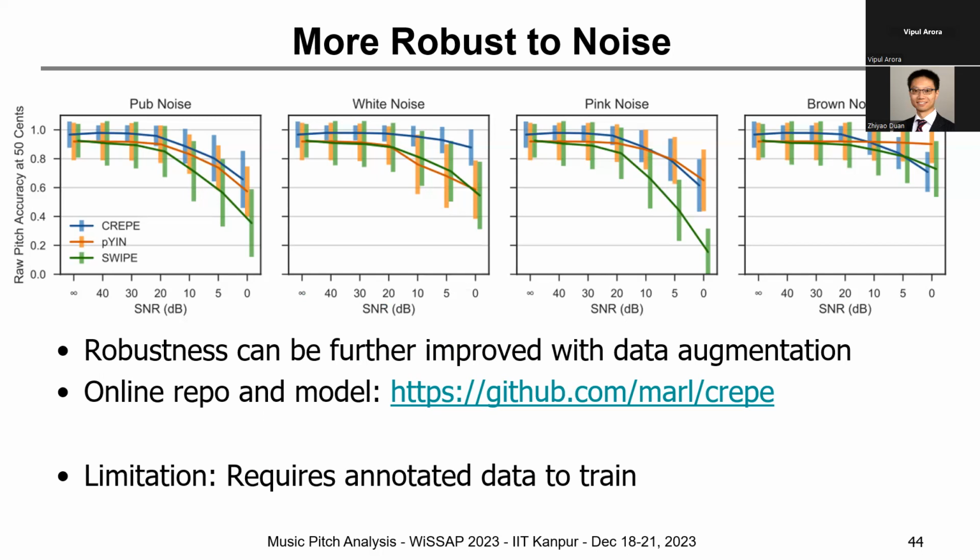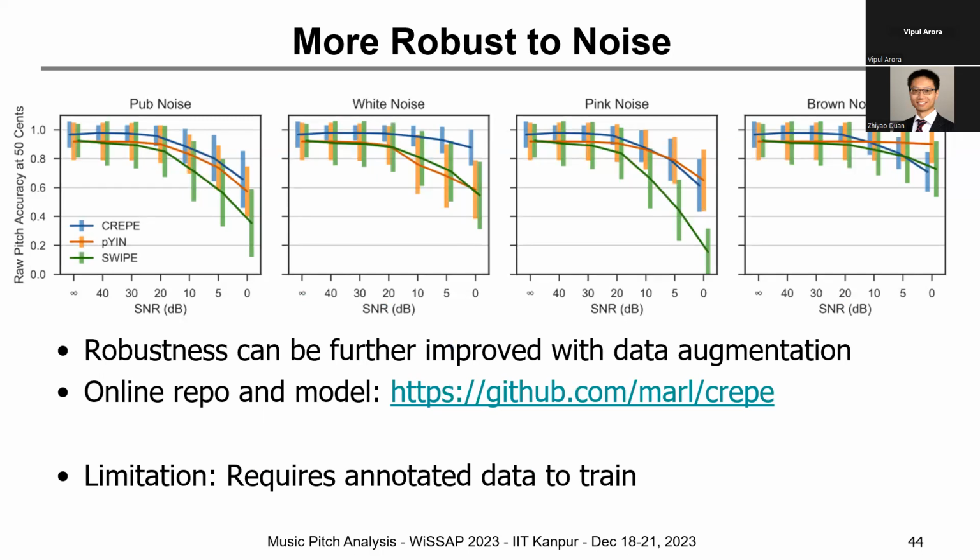Well, except for the brown noise. I don't know why. But you can find the online repo and model from this link. And the online model is trained on diverse data sets, music data sets. You can also augment your data with added noise so that it's more robust to noise.